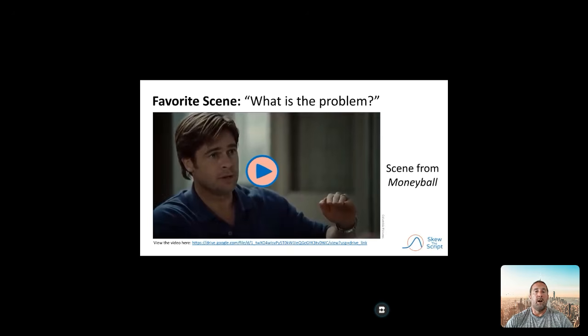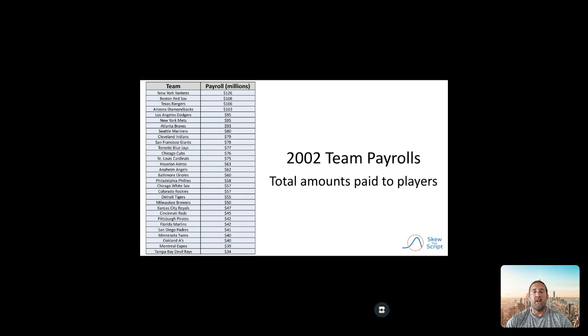It's great. But basically, what that clip talks about is in professional baseball, there are rich teams and there are poor teams. This table that you see there shows all the teams' payrolls from the 2002 season. Payroll for a team is the total amount of money they pay their players. The payroll measured in dollars is a quantitative or numerical value.